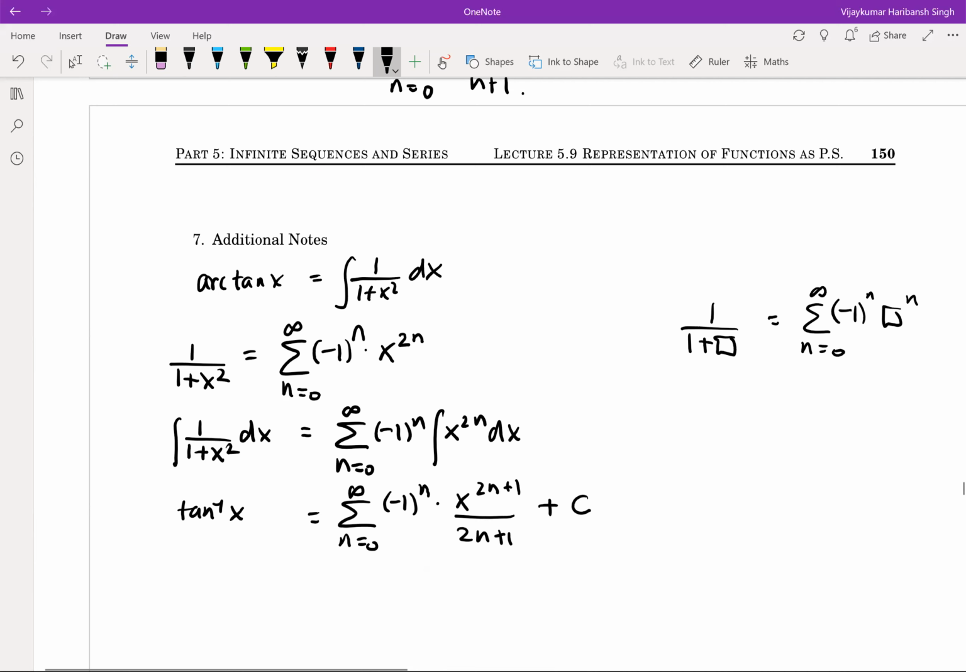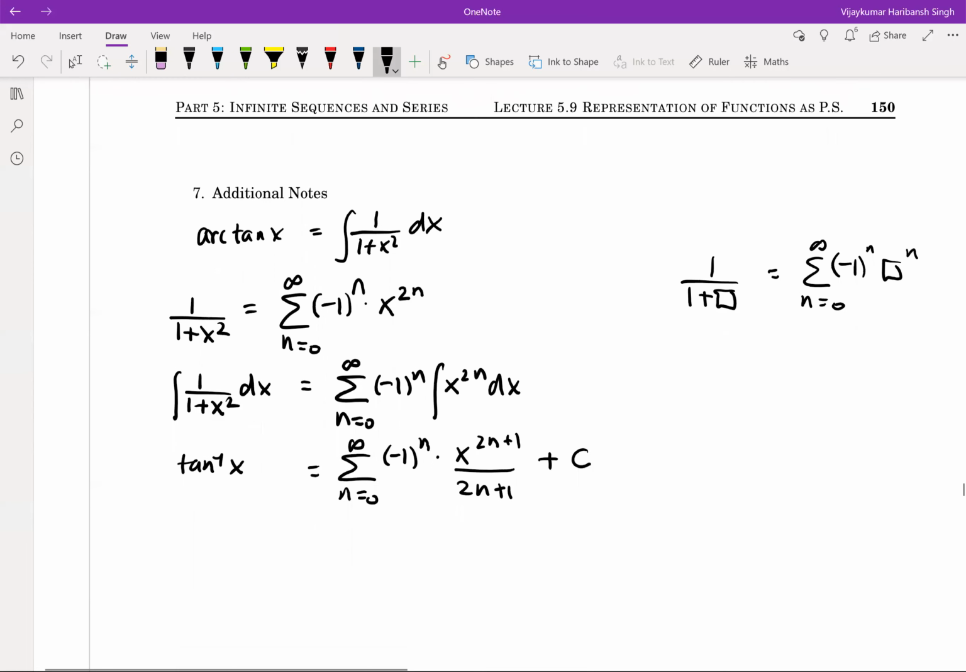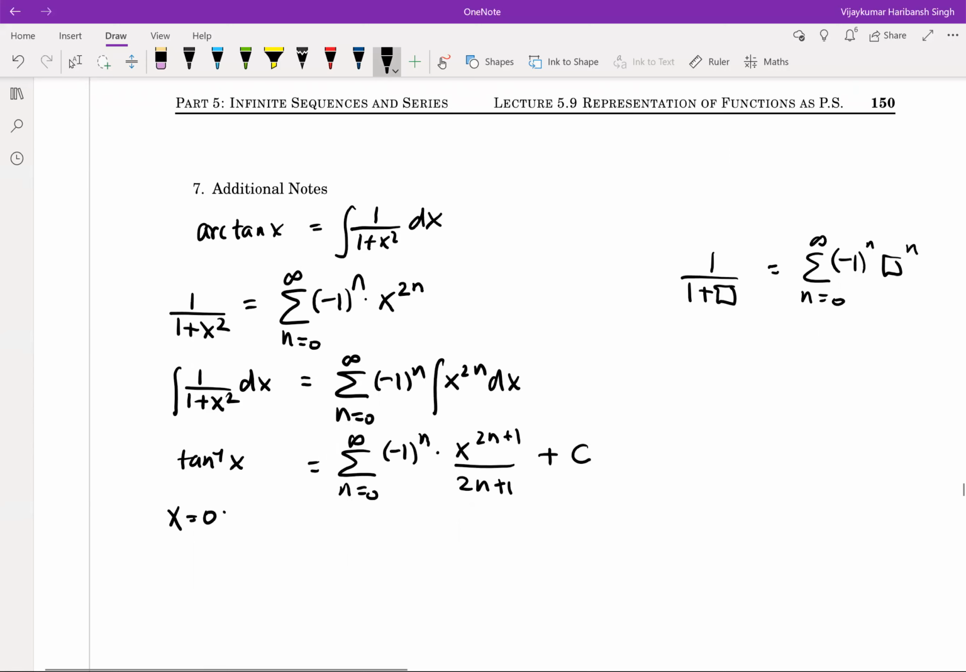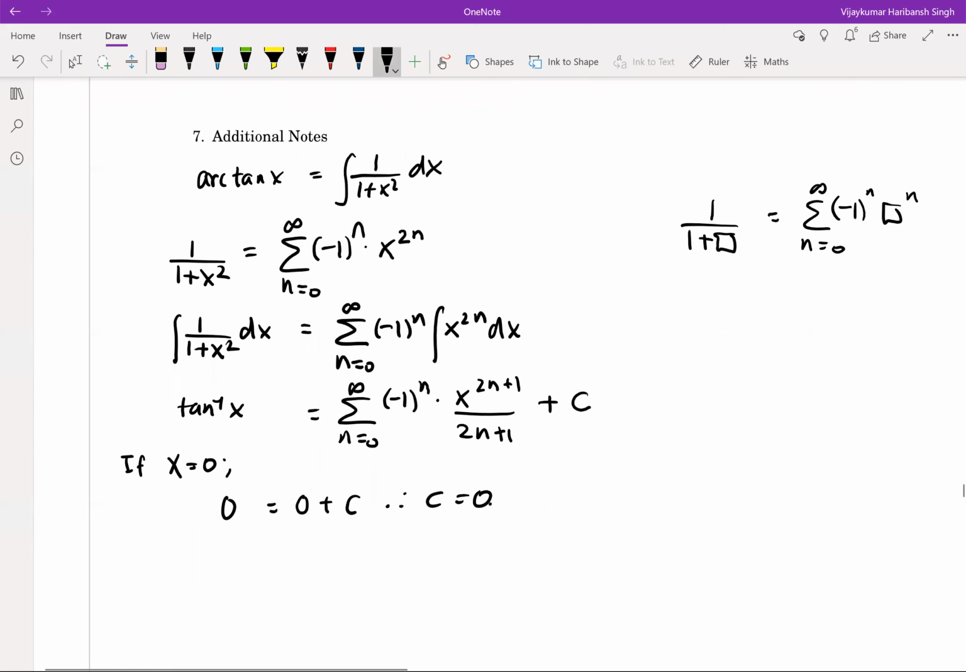So again, let's put x as some value for which we already know the answer. We already know that tan inverse of 0 is 0. So let's take x equals 0. We get 0 equals, everything is 0 plus c, therefore c equals 0. So what do we get? Therefore tan inverse of x is going to be the summation n equals 0 to infinity of minus 1 to the power n x to the power 2n plus 1 divided by 2n plus 1. And this is valid when the absolute value of x squared is less than 1. That is the same as saying the absolute value of x is less than 1. So this is your tan inverse. All right.